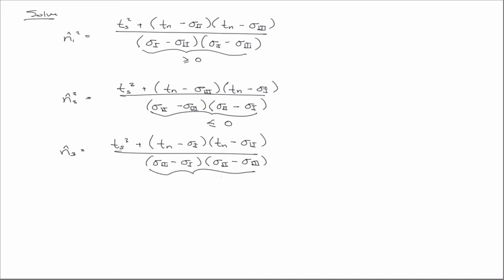This denominator is always going to be greater than or equal to 0. Okay? So basically, then we know that from that, this whole term has got to be greater than or equal to 0, less than or equal to 0, greater than or equal to 0. And so then if we hold the n's constant, wipe out the denominators, and just rearrange these equations, we can get a set of equations that look like this.